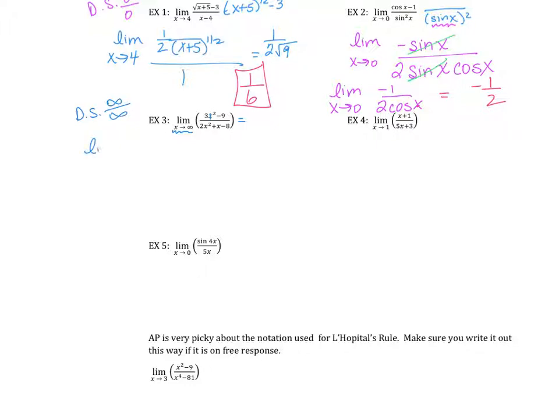Well, if I take L'Hopital's rule, the derivative of the top would be 6x. The derivative of the bottom would be 4x plus 1. Now, when I plug in infinity, I'm still getting infinity over infinity. So I can do L'Hopital's rule again. Sometimes you have to do it twice. And then, of course, you're down to a constant, and the derivative of any constant is that constant, so I get 3/2.